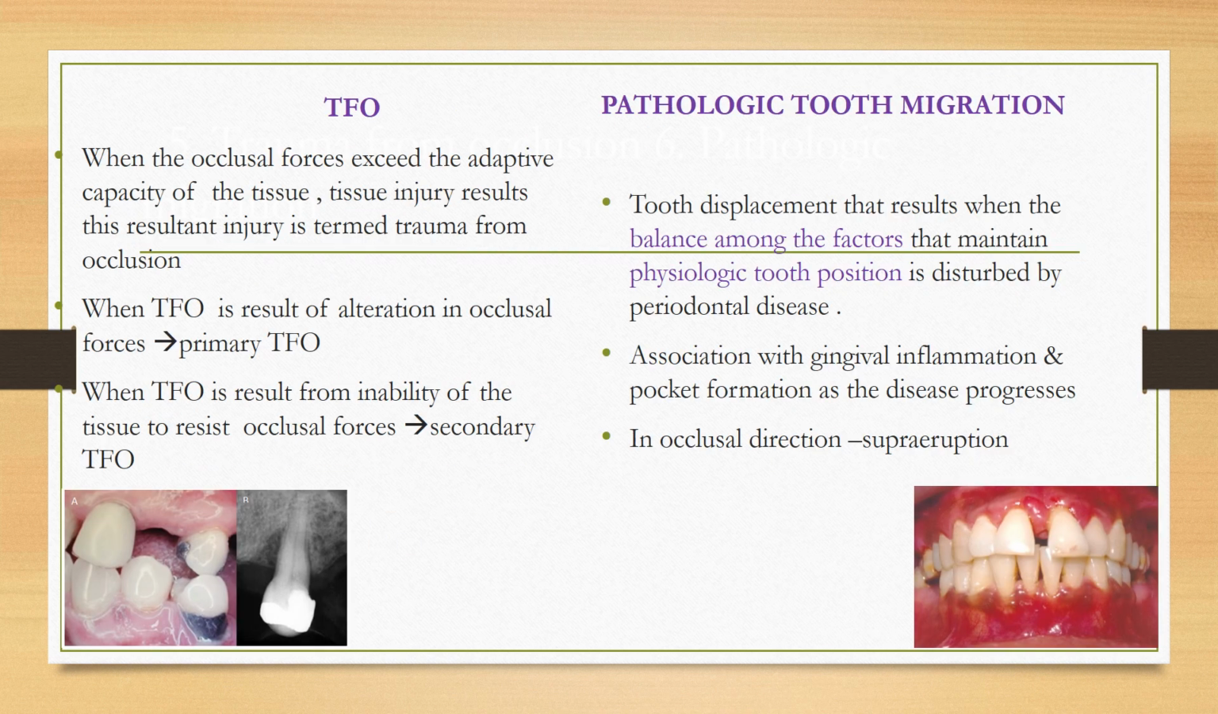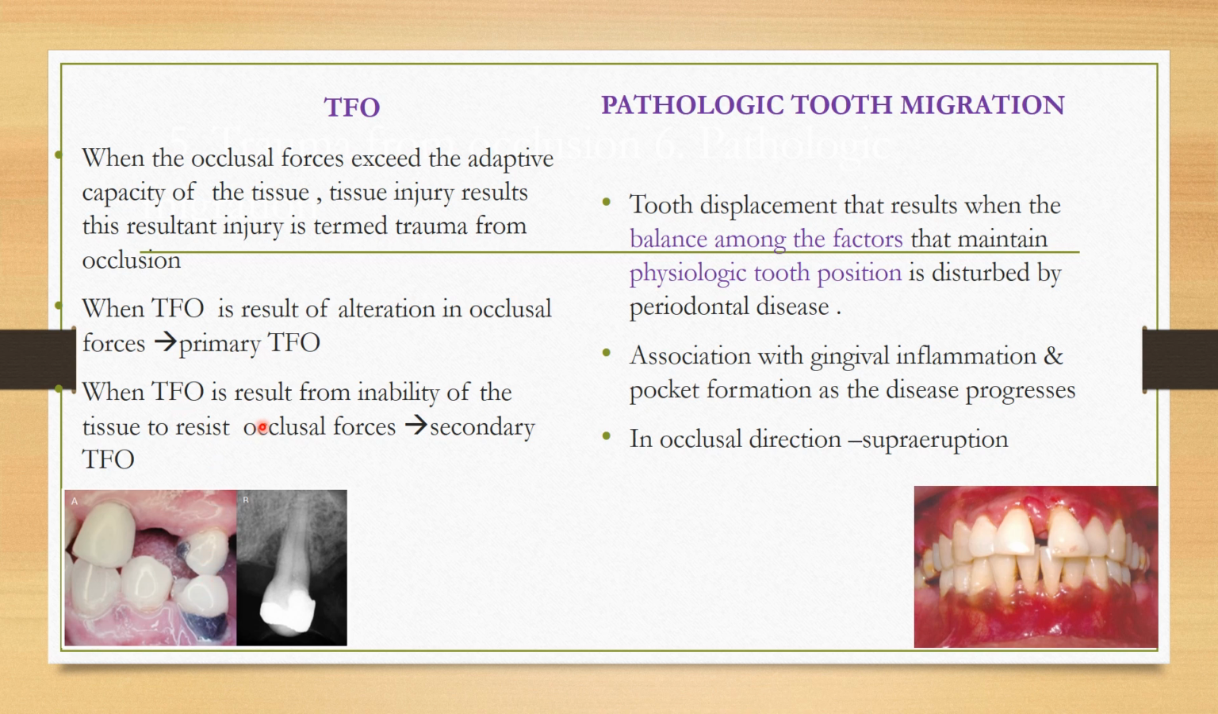So coming to the trauma from occlusion. When the occlusal forces exceed the adaptive capacity of the tissue, injury results, and the resultant injury is termed as trauma from occlusion. So there are two types, primary and secondary. When TFO is the result of alteration in the occlusal forces, for example, you can see in the first picture there is alteration in the occlusal forces due to the cross bite, abnormal bite. So this can lead to primary TFO.